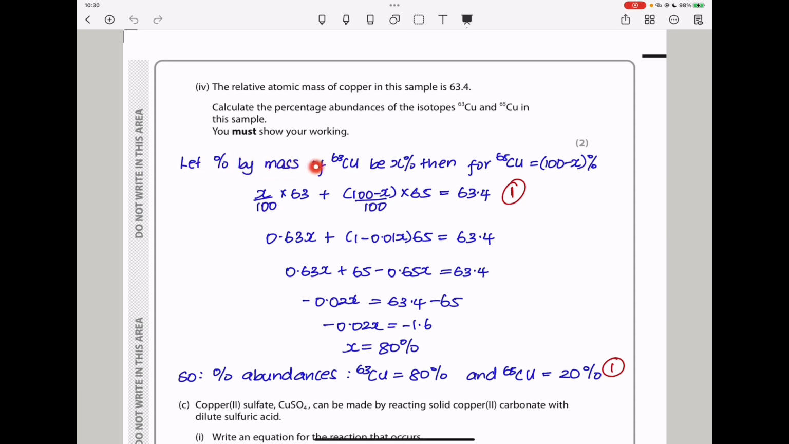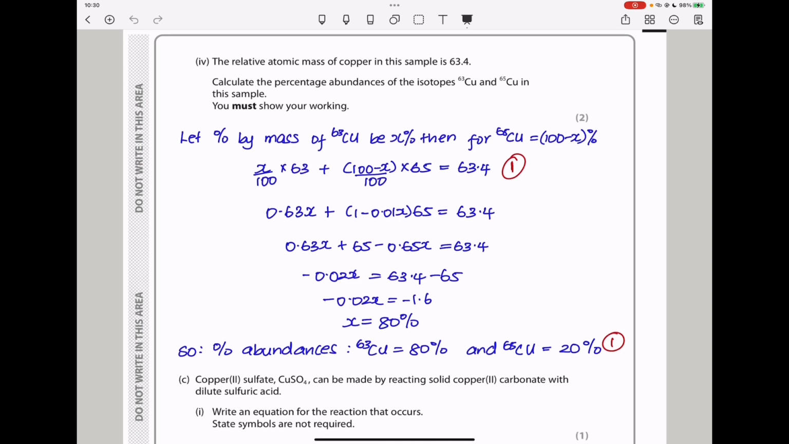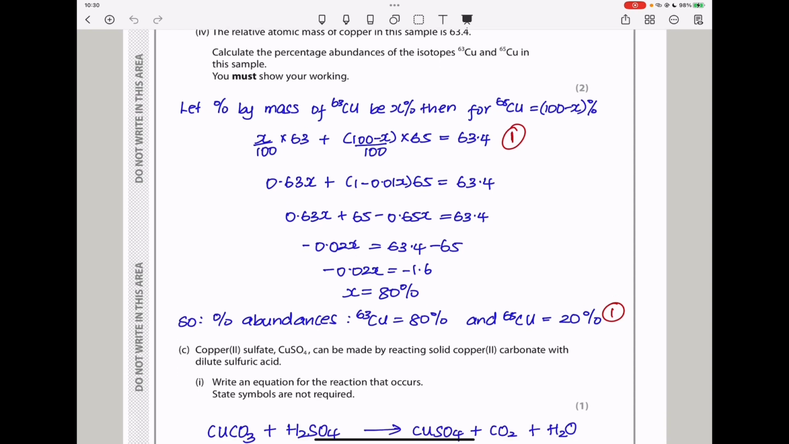If I let the percentage by mass of copper 63 be x, that means the percentage by mass of copper 65 is going to be 100 minus x. So x percent is going to be x over 100 times 63, plus the other percentage, which is 100 minus x, divided by 100 times 65, and that should give us the relative atomic mass, which is 63.4.